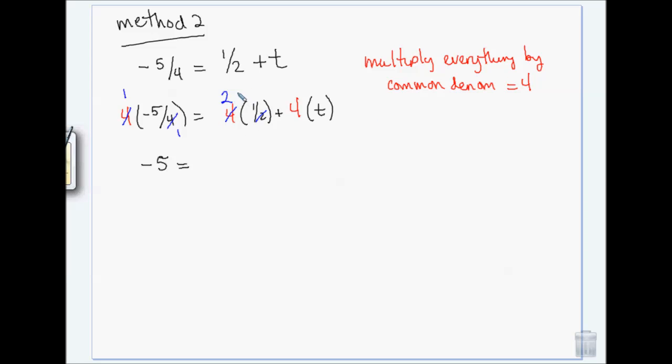2 goes into 4 twice. 2 times 1 is 2. And then plus 4t. And then I can subtract 2 from both sides. And I get negative 7 is equal to 4t. And then I can divide by 4. And I get t is equal to negative 7/4.